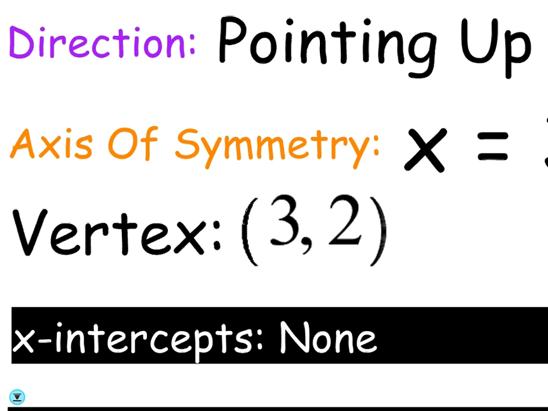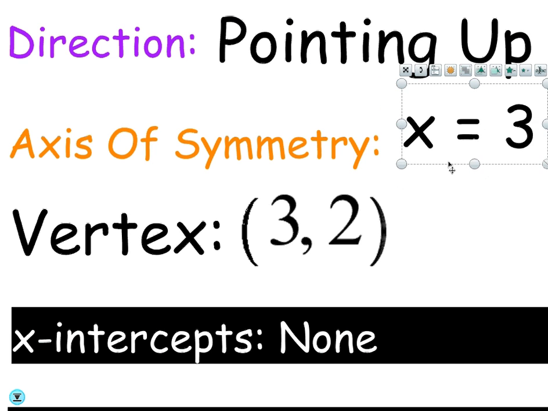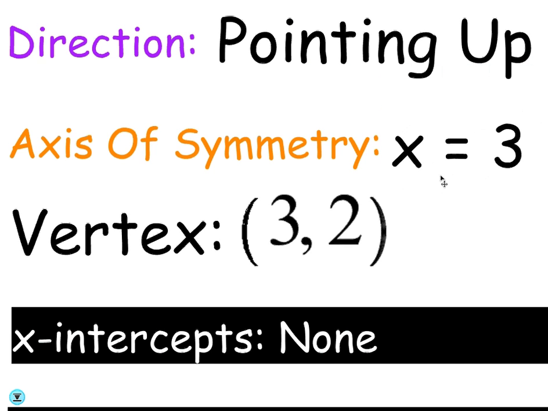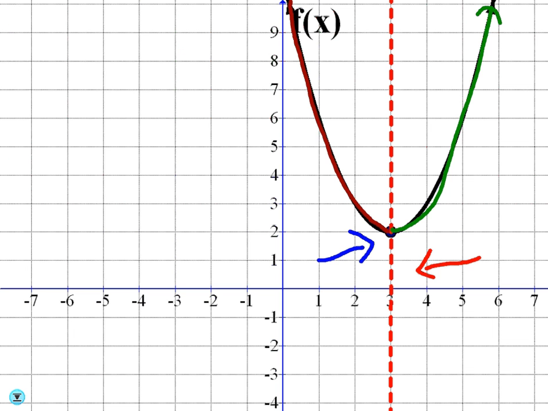Again, it's going to be pointing up, this one. Why? Because it's U-shaped and the arrows are going up, so we can say it's pointing up. And the axis of symmetry is always going to be x equals something. Okay? In this case, it's x equals 3. Remember, vertical lines have an equation x equals something.